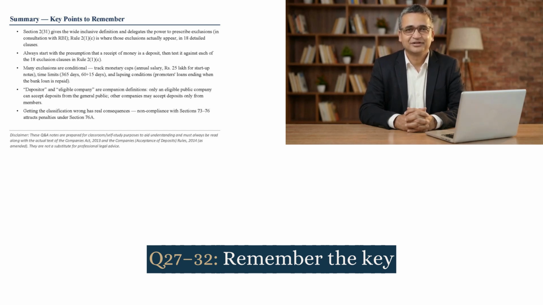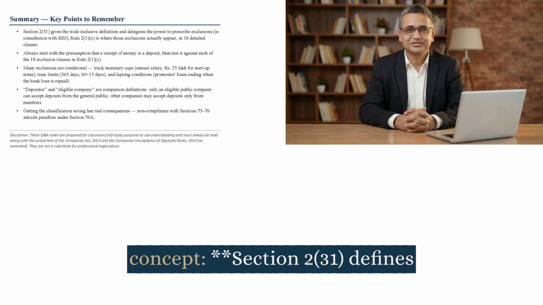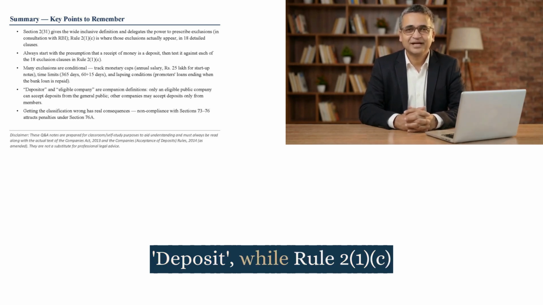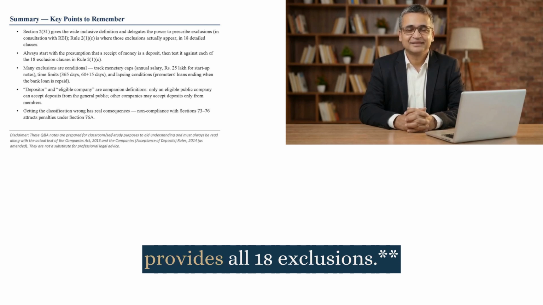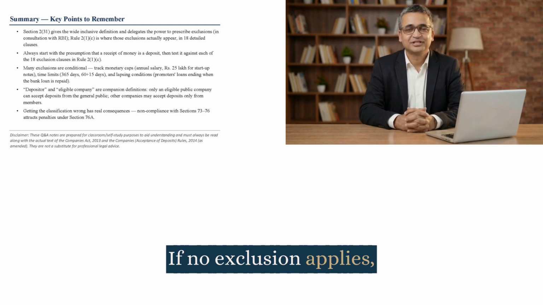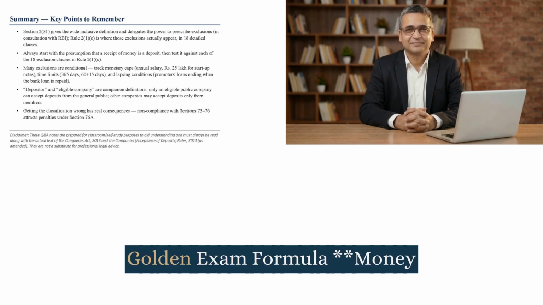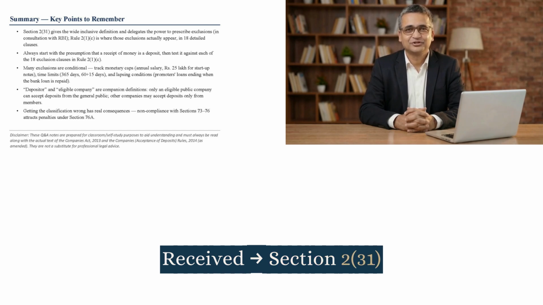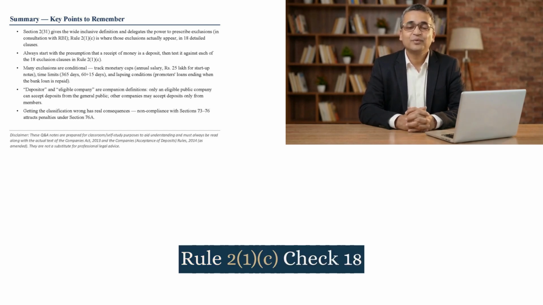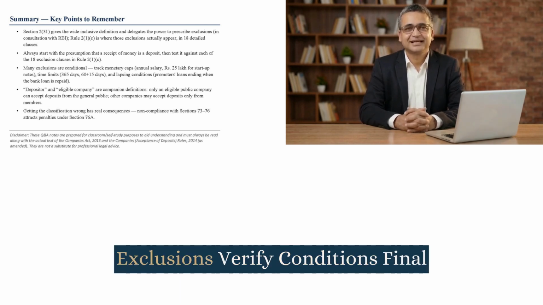Question 27 to 32. Remember the key concept. Section 231 defines deposit, while Rule 2(1)(c) provides all 18 exclusions. If no exclusion applies, it is a deposit and sections 73 to 76 become applicable. Golden exam formula. Money received, then Section 231 and Rule 2(1)(c). Check 18 exclusions. Verify conditions.